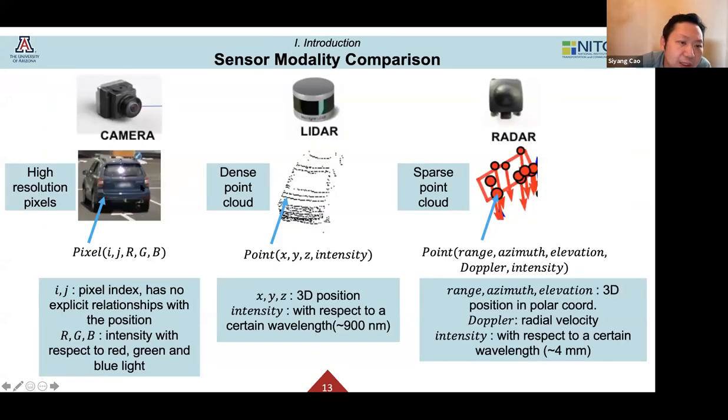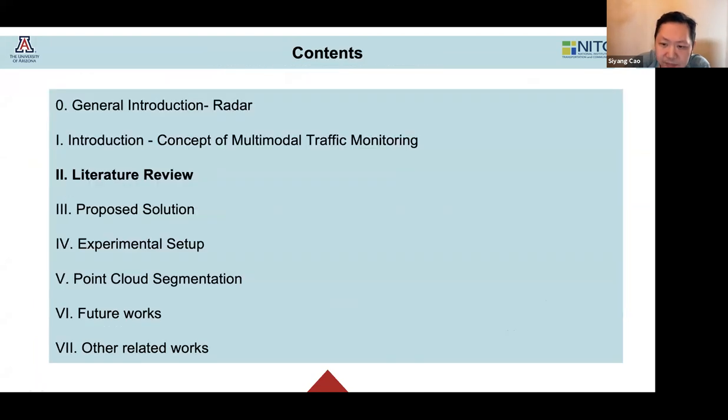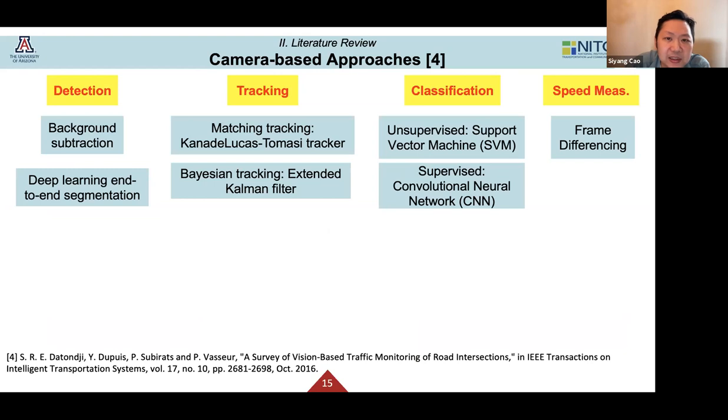But you can tell for camera, we can see targets more clearly. When it goes to LiDAR, even though it's three-dimensional, the points will be fewer. When we move into radar, typically the points will be much fewer than camera and LiDAR. Later, we are going to see some of the data we collected during the experiment. And next, we want to find out if we are using each sensor, camera, LiDAR, or radar, how can the sensor do detection, tracking, classification, and measure the speed?